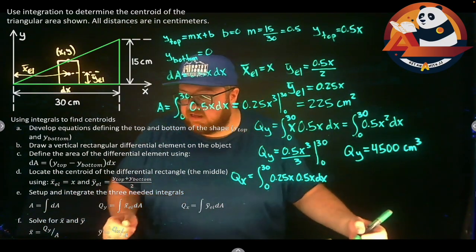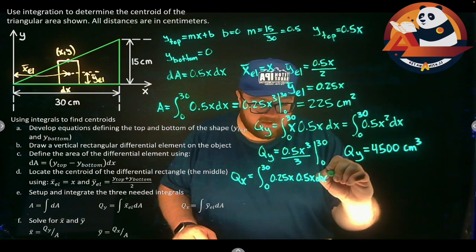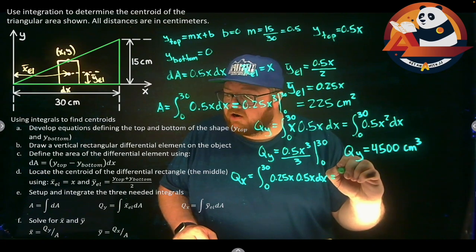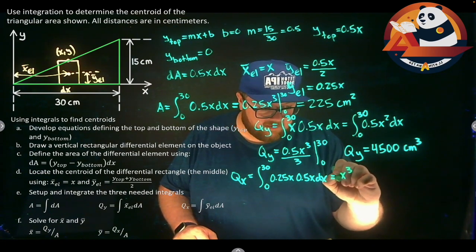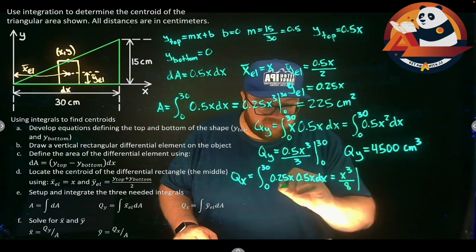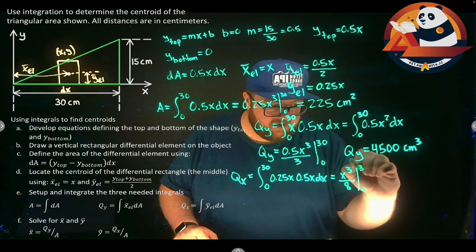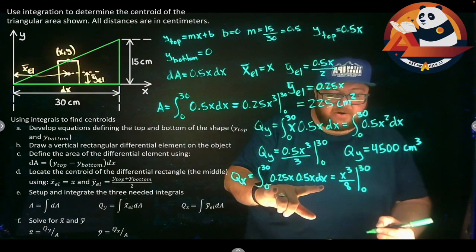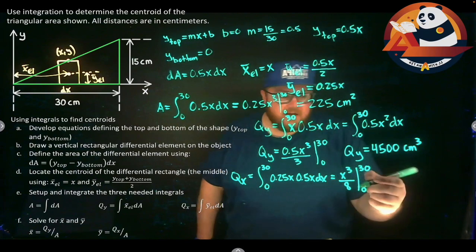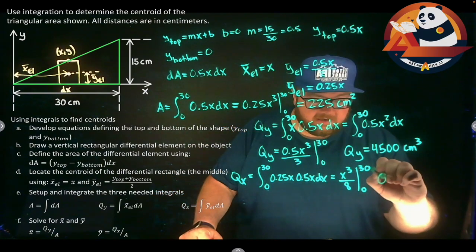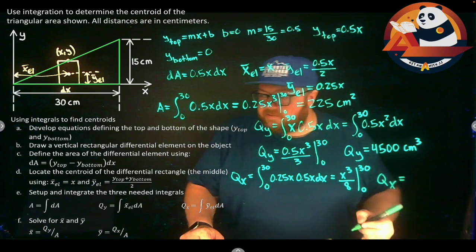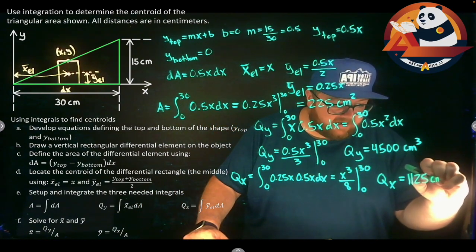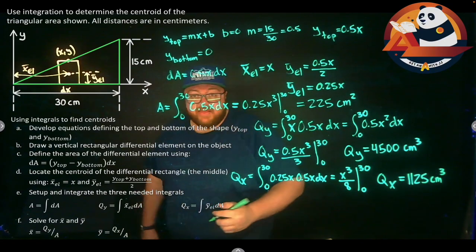0.5 divided by 4 is an eighth, x squared. So this is my integral of, if I do that all in one go and evaluate this, we'd really just get x cubed over 8 evaluated from 0 to 30, because this simplifies to x squared over 8 dx. But this will get me my Qx. Qx is going to be equal to 1,125 centimeters cubed.